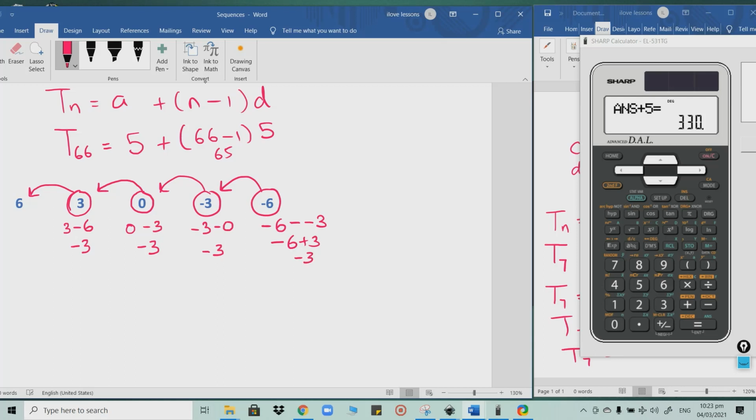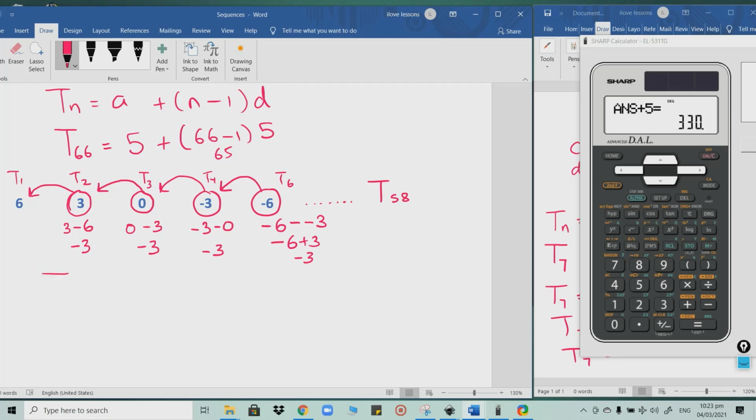So that means each of these numbers differ by minus 3. So the common difference is definitely how much? Minus 3. So this is T1 here. This is T2, T3, T4, and T6. Let's say we wanted to find the 58th term.